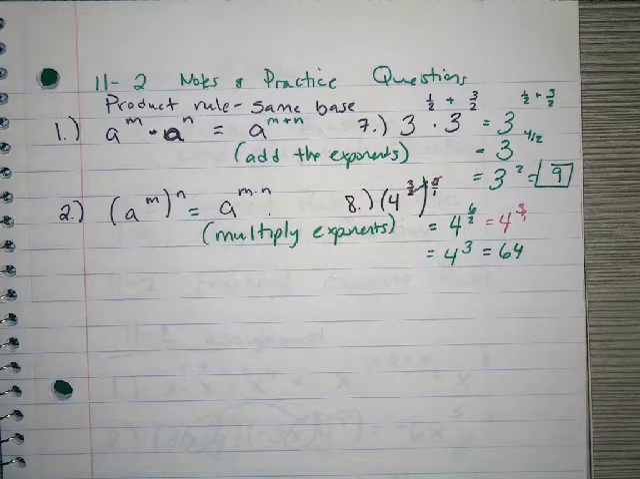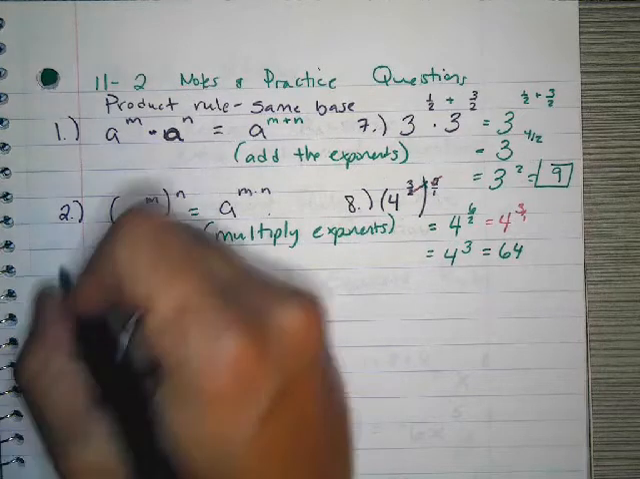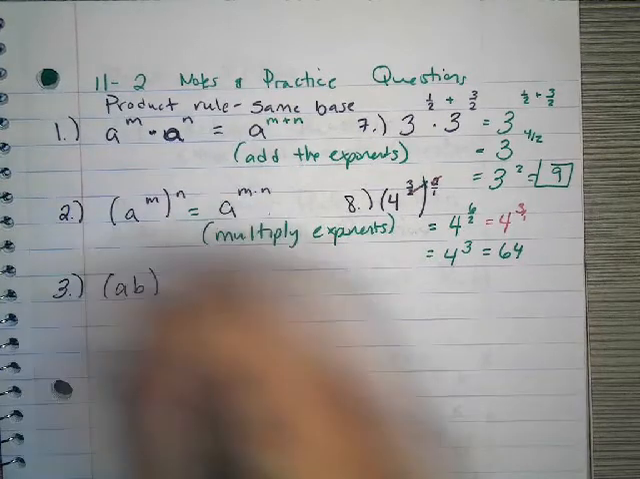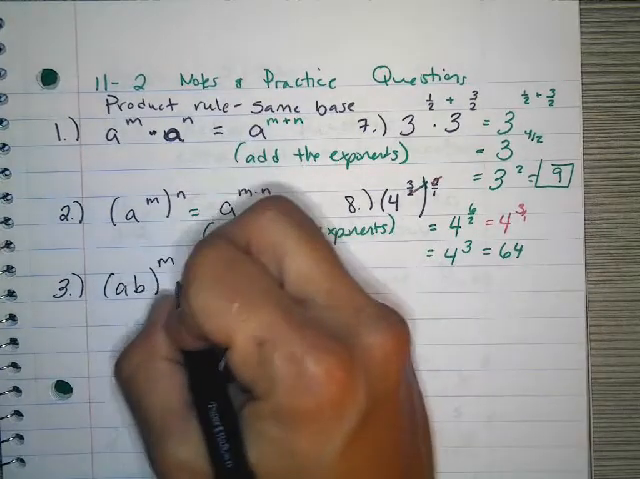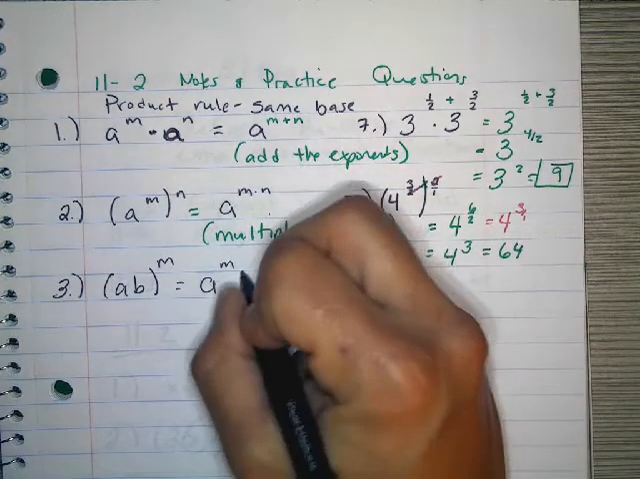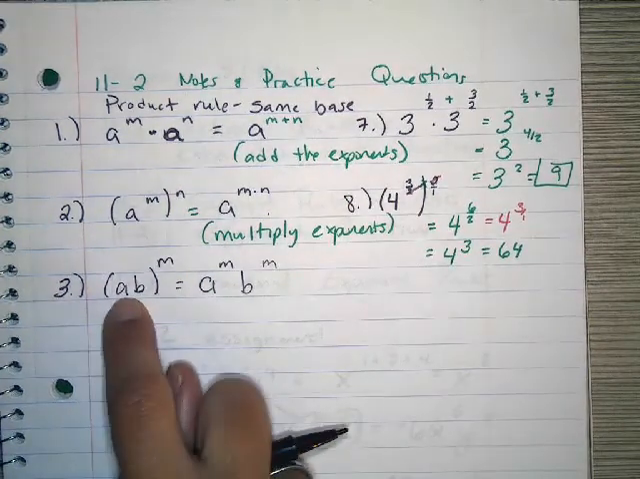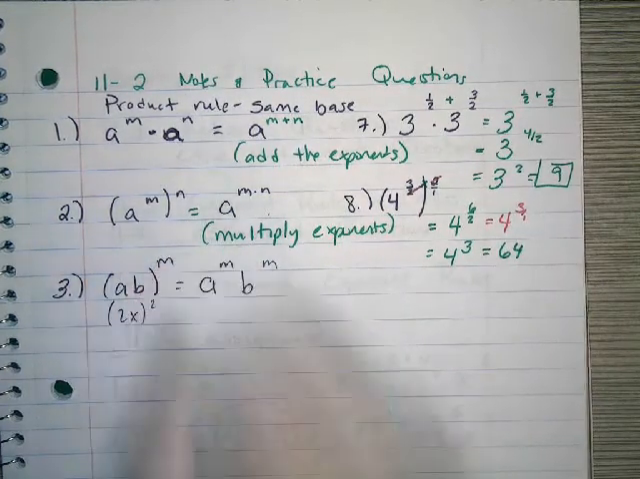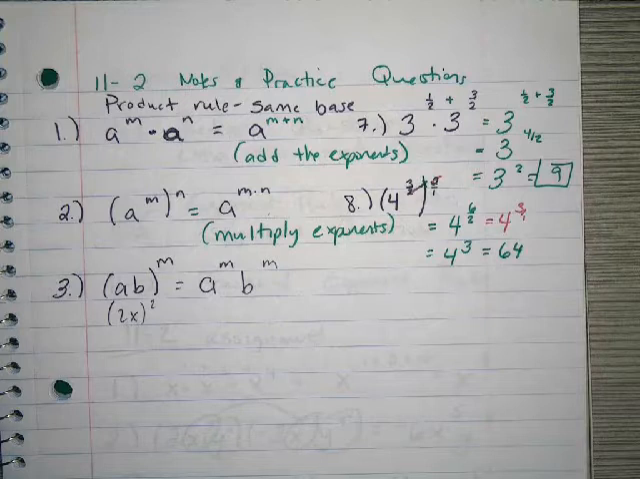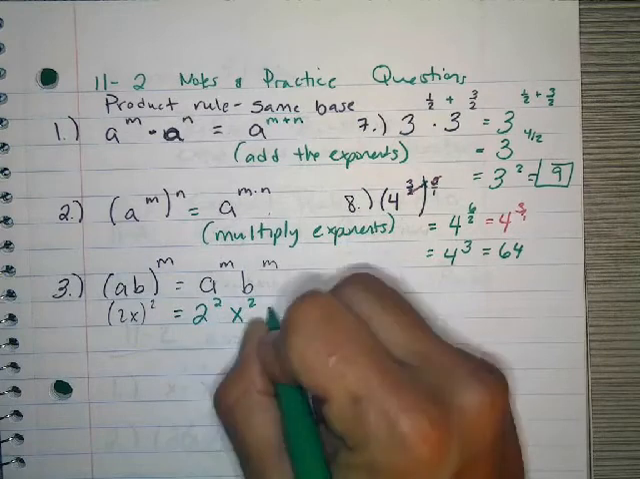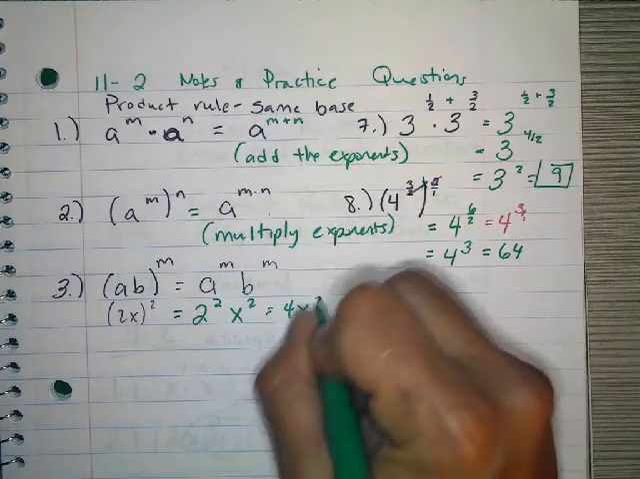Question number 3 is a mixture of the product rule and the power rule. It's kind of two of them going on at one time. So you, in parentheses, have two things. So again, that could be a number, could be a variable, could be a number and a variable, and you just raise both of these to that exponent. They're not going to be the same base. So number variable could be something like 2x raised to the 2nd power, and you'd have to do 2 to the 2nd power and x to the 2nd power, which would be 4x squared.